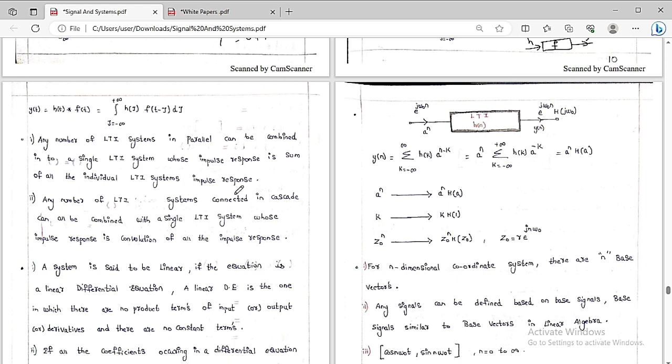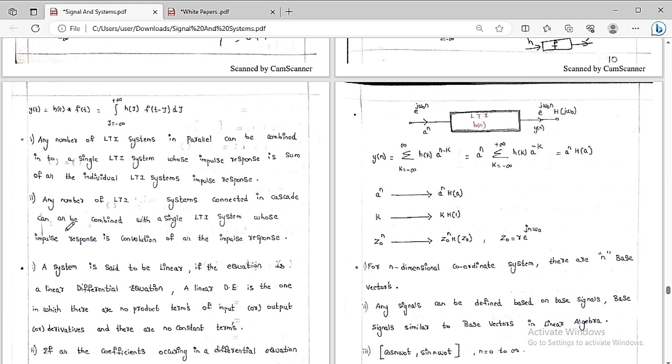In simple words, suppose you have many LTI systems in parallel. If you want to make a simplified version of this, then the simplified LTI system will have an impulse response which is the summation of all the individual LTI systems' impulse responses.